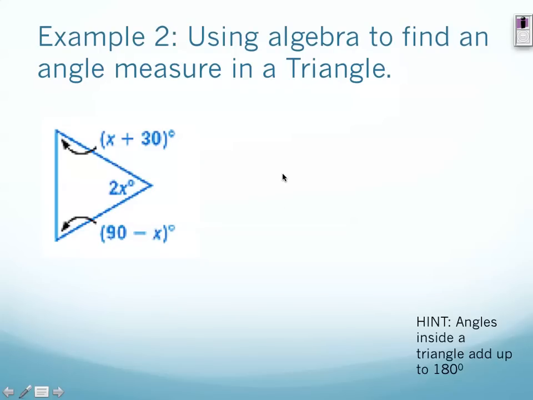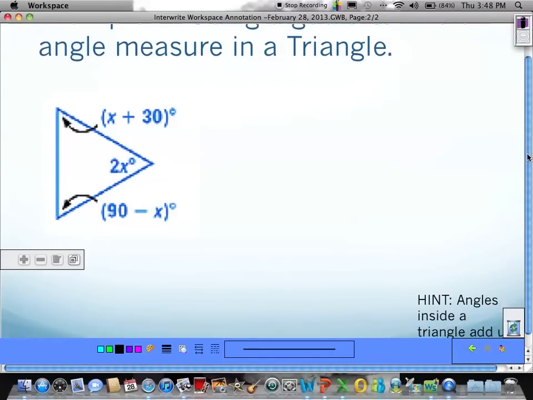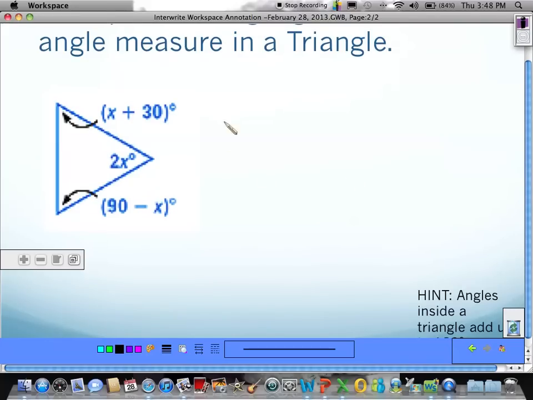All right, let's do another example dealing with triangles. This time, every single angle has a variable inside. So I'm still going to use the same process. I know that all three angles equal 180. So I'm going to put x plus 30 plus this angle here is 2x plus the last angle is 90 minus x equals 180.